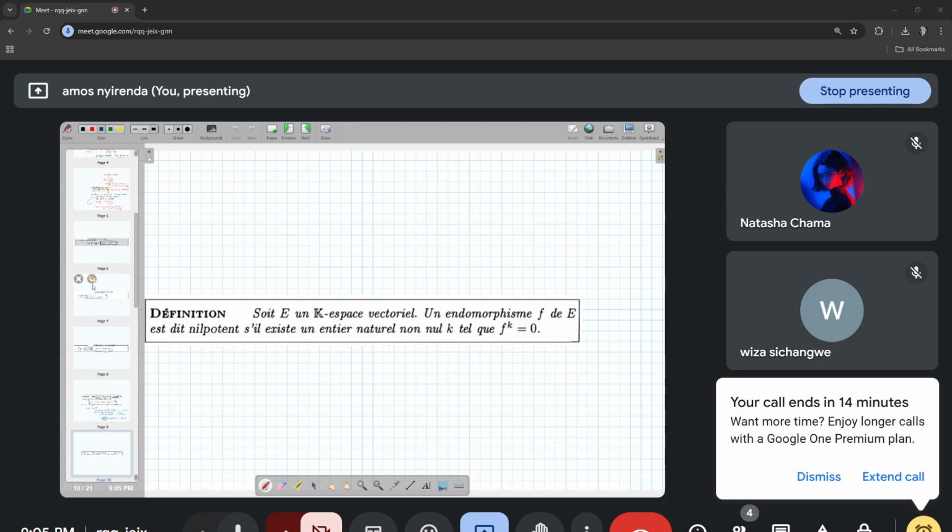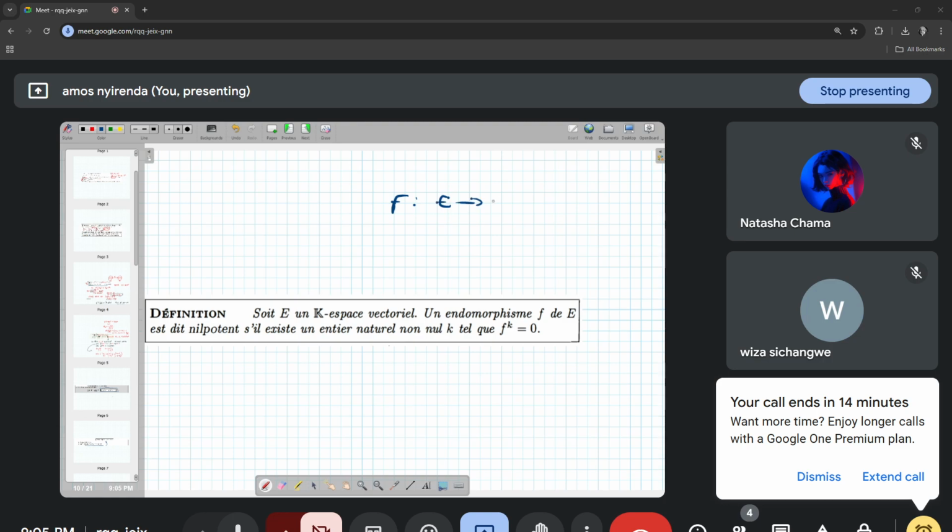So if you look at our linear application, it is from an espace E to another espace F. Now, if E is equal to F, then we're going to have an endomorphism, because this mapping is going to be within the same espace. If E is equal to F, then the mapping is simply from E to E. Okay? This is what an endomorphism is. So a mapping, for example, from R2 to R2 is an endomorphism, and a mapping from R3 to R3 is an endomorphism.